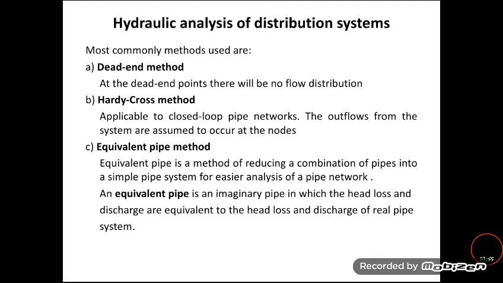Next is the hydraulic analysis of the distribution systems. The commonly used methods are the dead end method, which is mainly adopted for the dead end system, the Hardy Cross method, which is applied for closed loop pipe networks, and the equivalent pipe method. The equivalent pipe method is a method of reducing a combination of pipes into a simple pipe system for easier analysis of the pipe network. Here the equivalent pipe is an imaginary pipe which has a head loss and discharge equivalent to the head loss and discharge of the real pipe system.